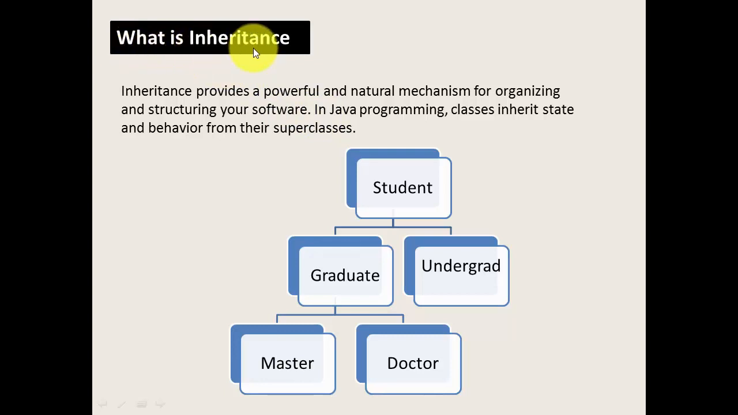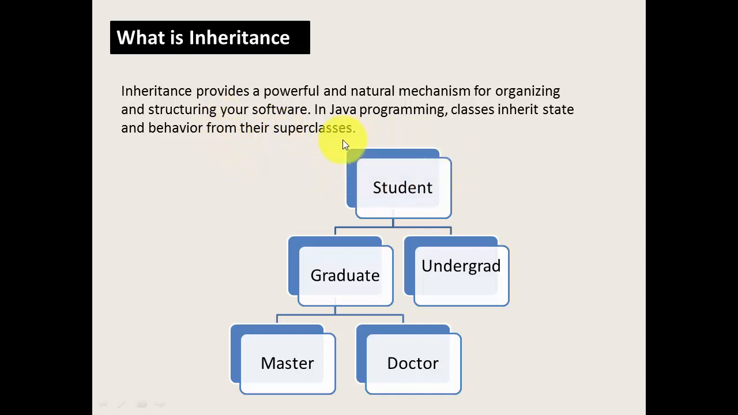What is inheritance? Inheritance provides a powerful and natural mechanism for organizing and structuring your software. In Java programming, classes inherit state and behavior from their superclasses. So, in other words, inheritance means you can use one object inside the definition of another object.